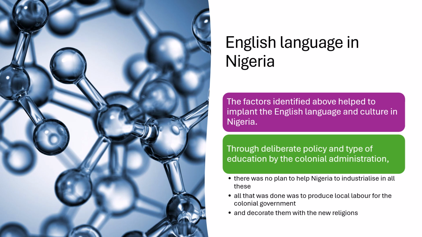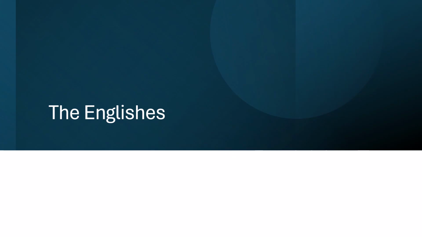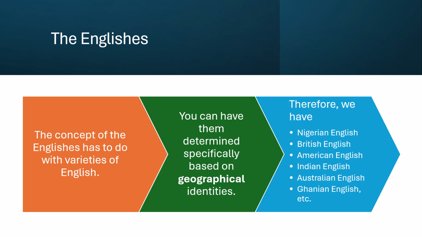Of course, they made them feel privileged, and also gave them the new religion, and made them feel they were better than their people, than their peers, and on top of the world and all of that. So this was all that the colonial government set out to do, and this is what it achieved. So let's look at the Englishes.